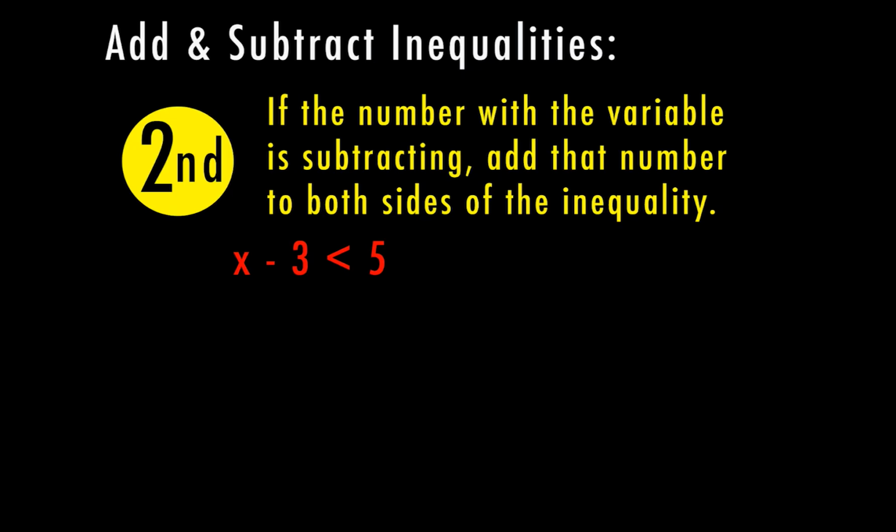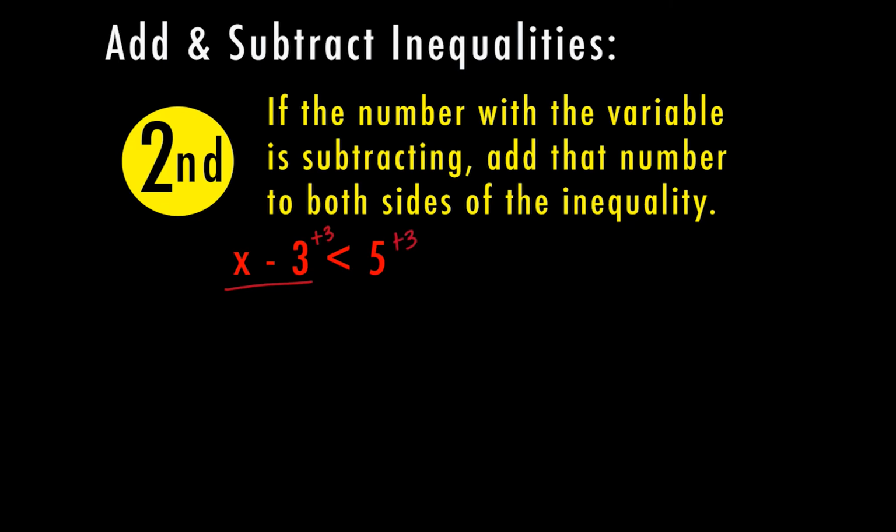If I have the inequality x minus 3 is less than 5, I'm going to first look at the same side where my variable is located. In this case, the x is on the left side of the inequality. It is helpful if you have your variable on the left side, and if it's not, I'll show you how to change that in a minute. Our step says that if the number with the variable is subtracting, we want to add that number to both sides of our inequality. So instead of subtracting 3, I want to add 3 to both sides.